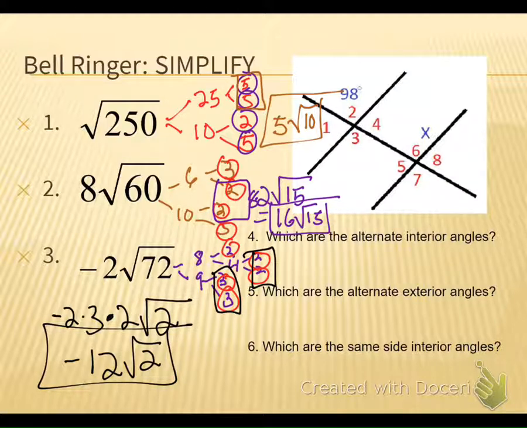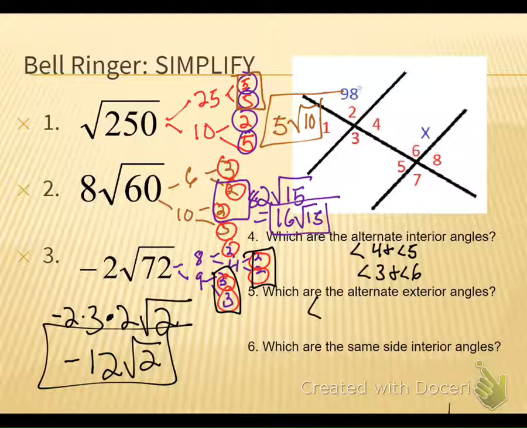Okay, next one up. We're going to talk about alternate interior angles. Nice refresh. Who can tell me alternate interior angles? I got it. 4 and? Okay, Robert, you want to tell me the other one? 3 and 6. 3 and 6. Thank you. Cannon, do you want to tell me alternate exterior?